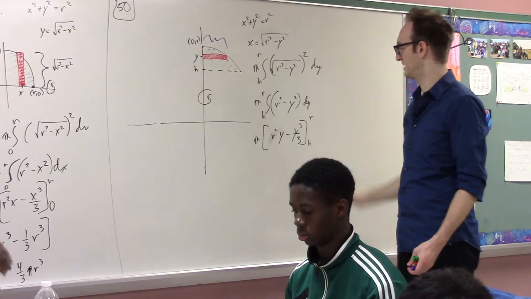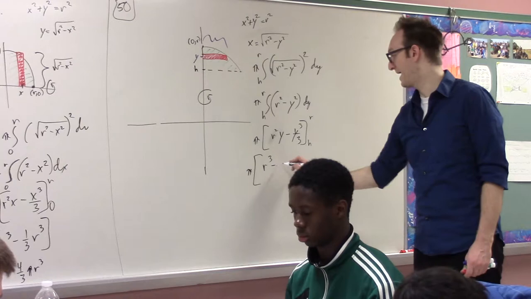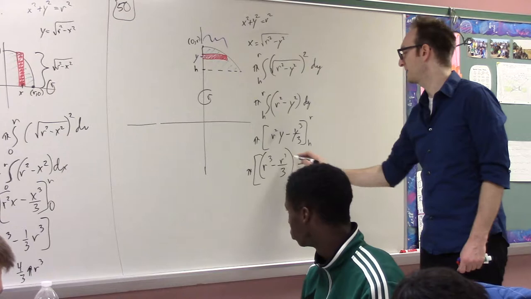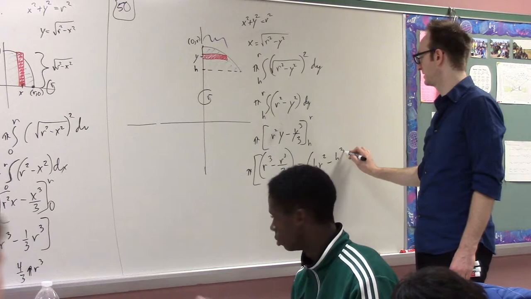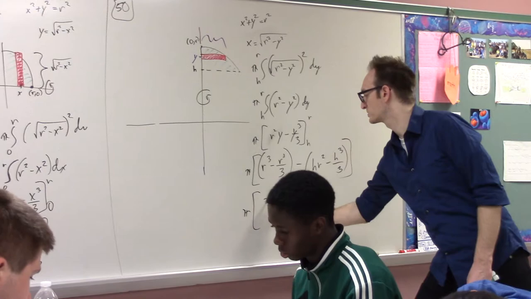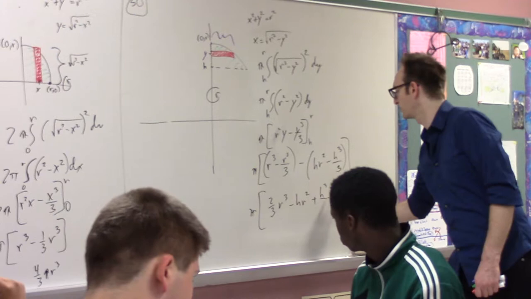And so I'm going to end up with pi times r cubed minus r cubed over 3, and then minus h r squared minus h cubed over 3. And I think really that's it, right? Just pi times 2/3 r cubed minus h r squared plus h cubed over 3. That is the volume of a spherical cap. Rachel, we got this right.